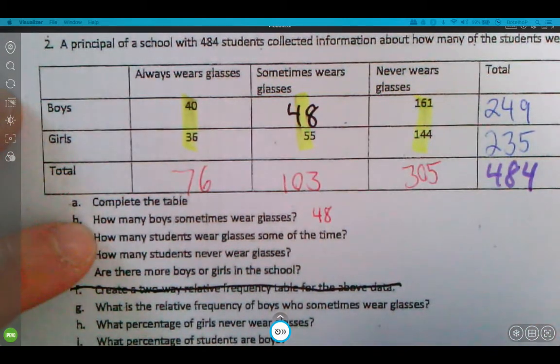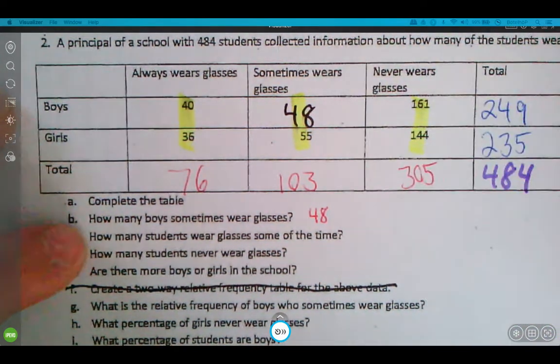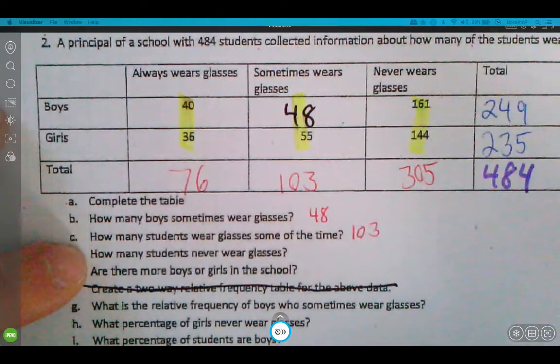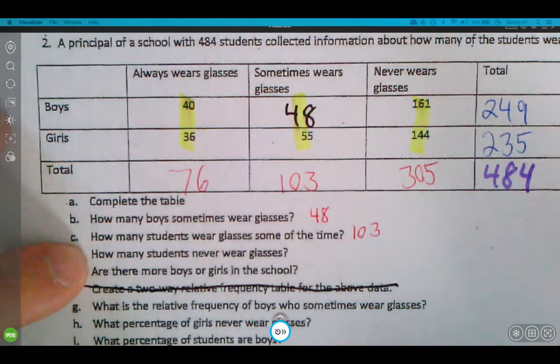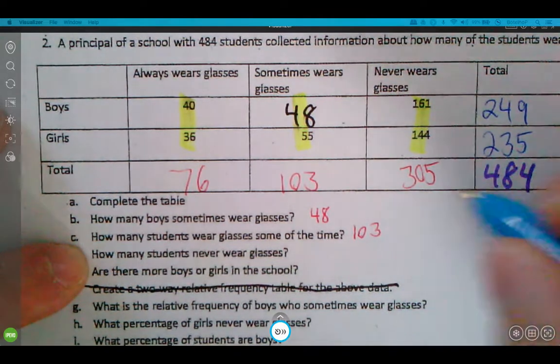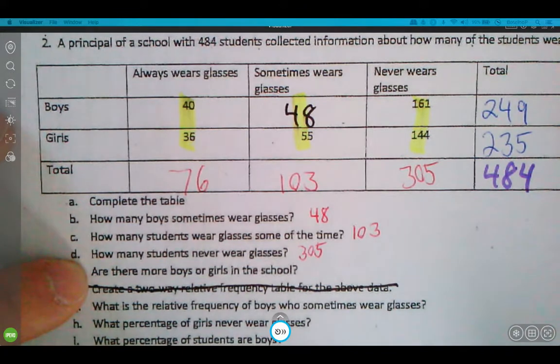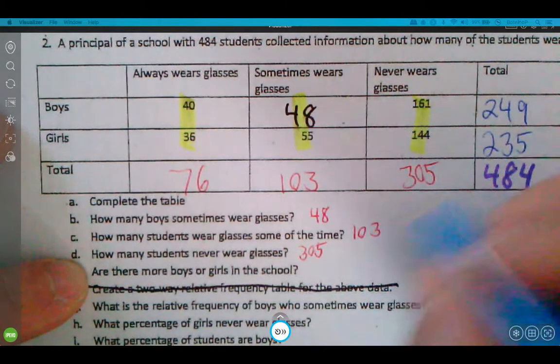How many students wear glasses some of the time? So we're looking at this column. It doesn't say boys or girls, so what do you think? 103. How many students never wear glasses? It doesn't say boys or girls, so how many students just never wear glasses? They don't need them. I would say 305. Are there more boys or girls at this school? More boys or more girls? I would say boys, just by a little bit.